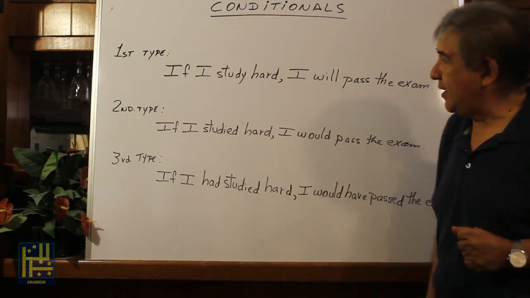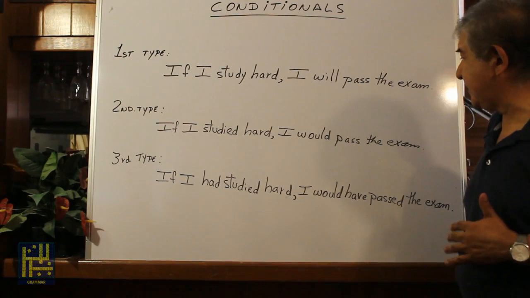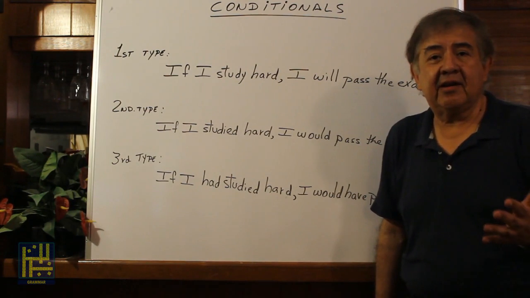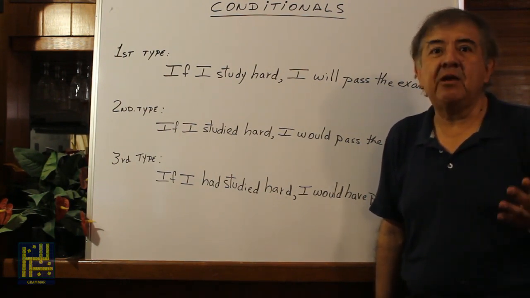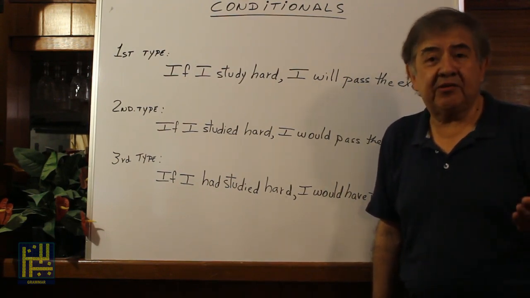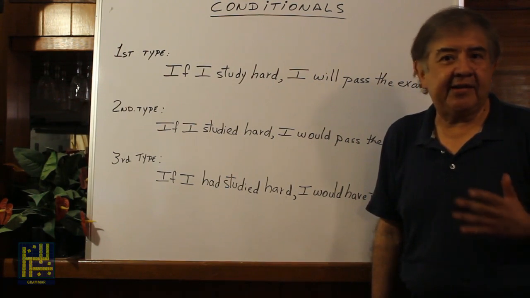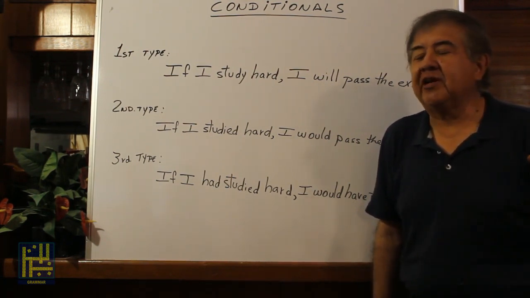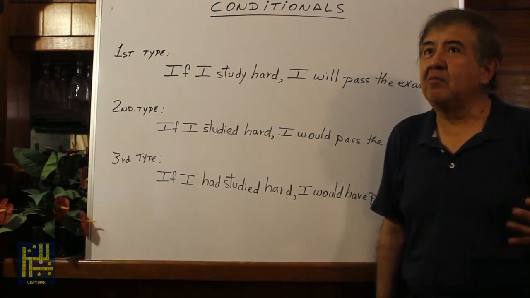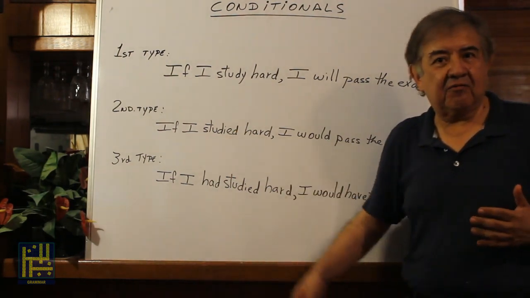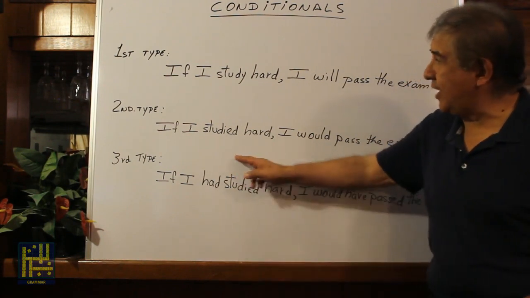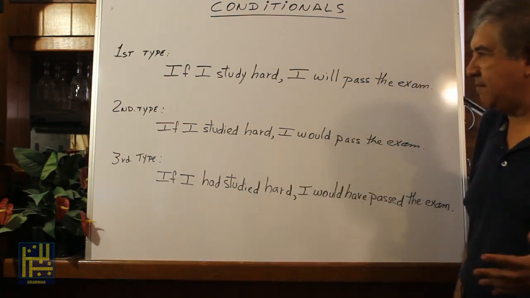Now, in the second type, if I studied hard, I could pass the exam. This means that maybe in 1 or 2 weeks you will take an exam. But maybe there is a situation with you. In these 2 weeks, you also have 2 great parties, 2 great events with your friends, and you cannot miss them. So the problem is that you have to decide whether to study hard for the exam or go with your classmates to the party. Okay? So you say, if I studied hard, I would pass the exam.